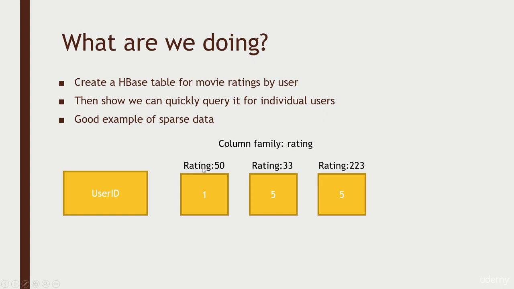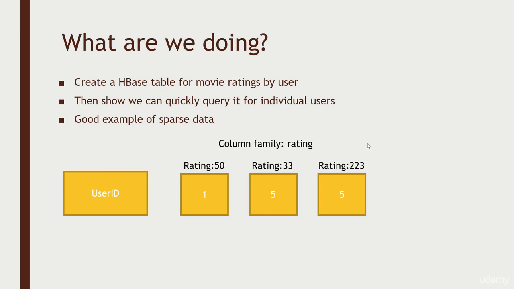So rating :50, the column family name rating, :50 is the actual column name. Together this consists of a unique column identifier. It says that this user ID's rating for movie ID 50 was 1 star. This user's rating for movie ID 33 was 5 stars. This user's rating for movie ID 223 was 5 stars, and so on and so forth. So that's what we're going to build up in this example.